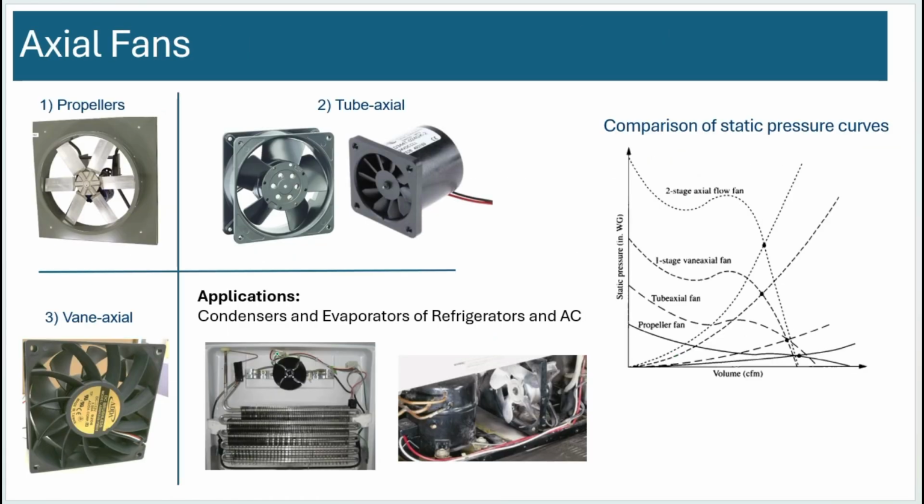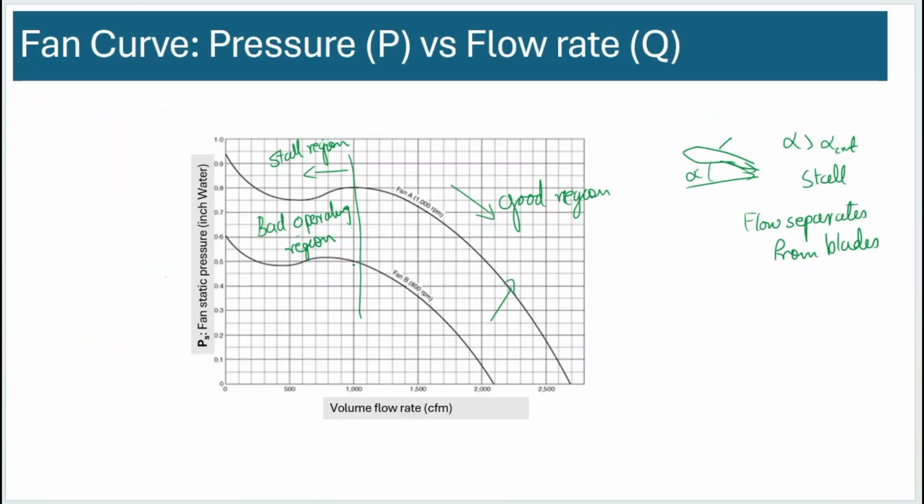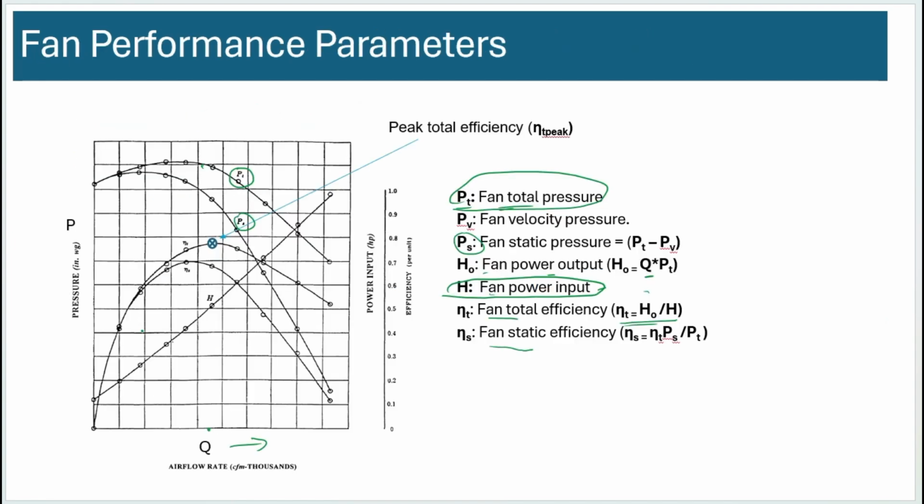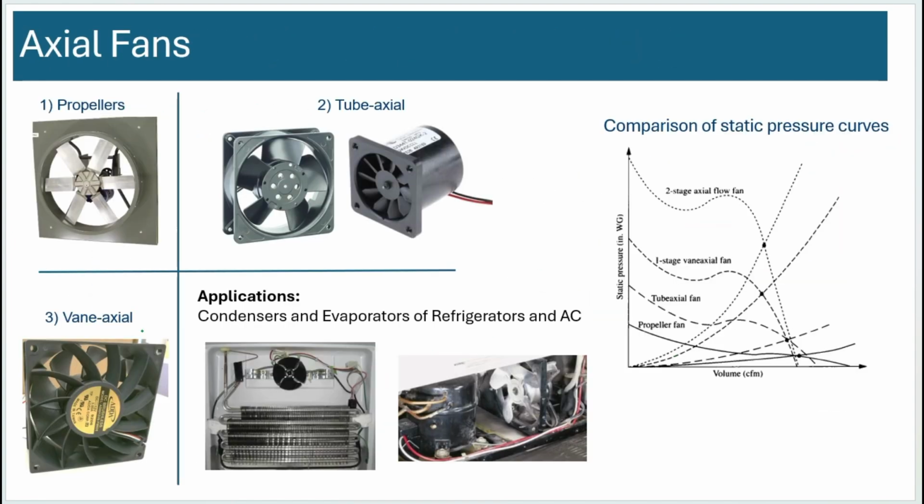All right, so let's look at axial fans. Like I said, in axial fans the direction of flow is the same as the direction of the axis of rotation, or parallel to it. Here are some examples. There are several different types of axial fans. Some are called propellers. These produce really high Q but very low pressure. Then there are tube axial fans, medium Q and medium pressure.